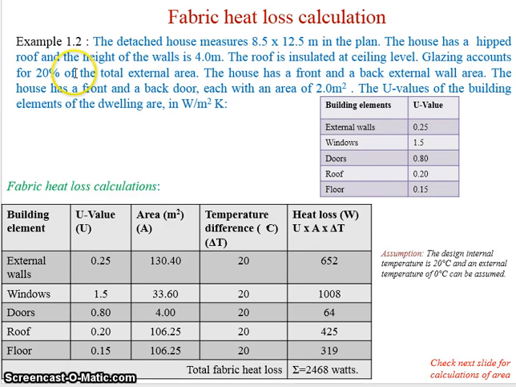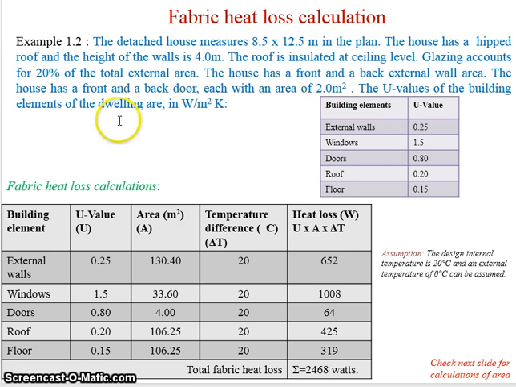Glazing accounts for 20% of the total external area. So this house has glazing of 20% of the total external area. All the windows are provided for 20% of the total external area. The house has a front and a back external wall, and a front and back door, where each door area is 2 square meters. That means two doors have a total area of 2 into 2.04 square meters.